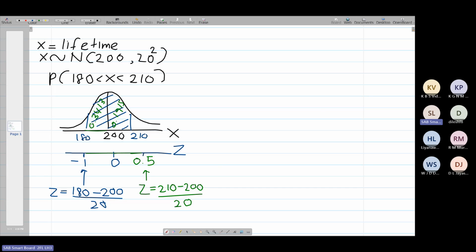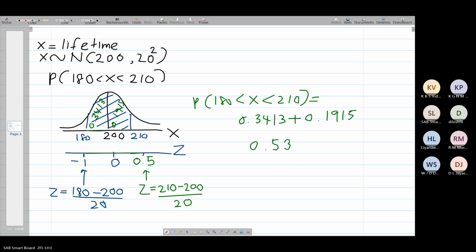Now we find the two areas separately. Then the question asks for the total area. How do we get it? Add them together. The probability between 180 and 210 equals 0.3413 plus 0.1915. It's clear? That gives 0.5328.